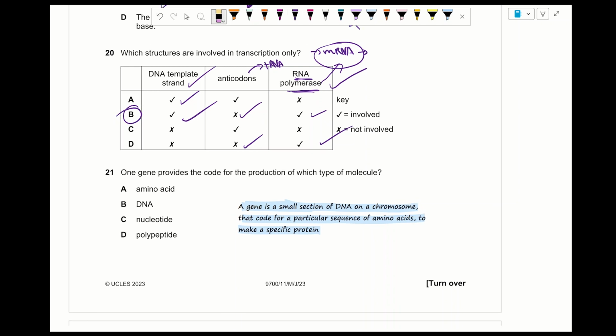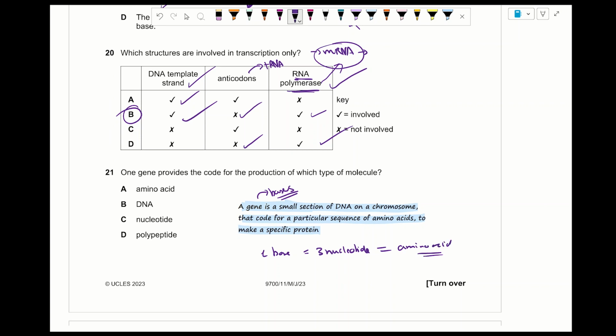Question number 21. One gene provides the code for the production of which type of molecule? First of all, let's define what a gene is. A gene is a small section of DNA on a chromosome that codes for a particular sequence of amino acids to make a specific protein, aka a sequence of many bases. We know that a base triplet is made of 3 nucleotides. So one base triplet equals 3 nucleotides. And we know that one base triplet codes for an amino acid.